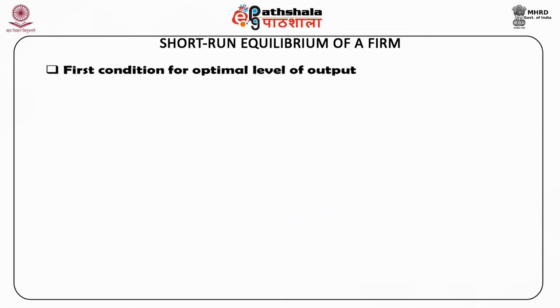The two conditions for optimal level of output and price in the short run can be explained with the help of a few functions. We know that total profits are equal to the total revenue minus the total cost. This can be written as pi equals total revenue minus total cost.